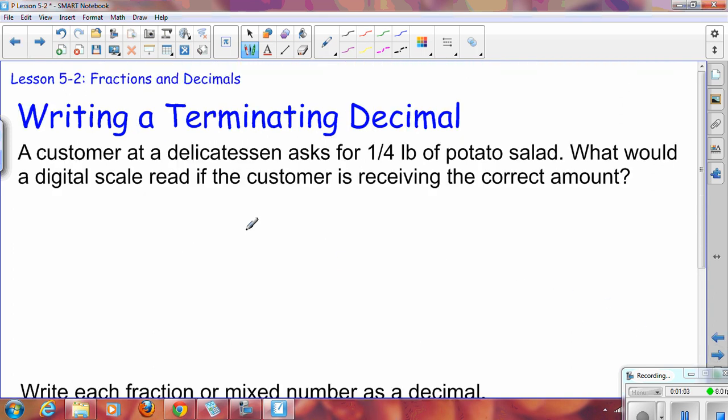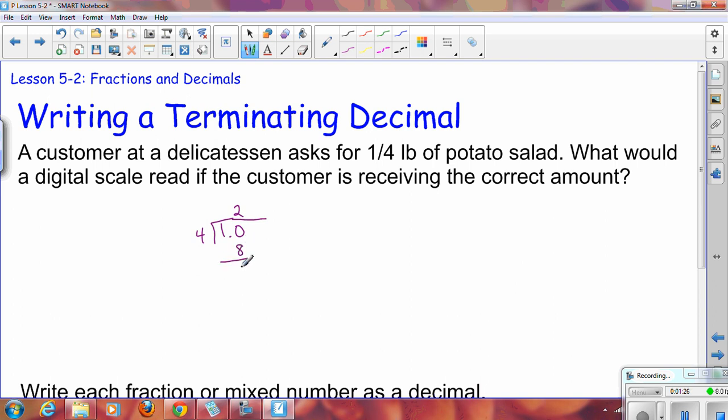To write a terminating decimal from a fraction, you do what we just illustrated, which is you divide the top number by the bottom number. Okay? Now 4 doesn't go into 1, so you have to add a decimal and a 0. Extend that a little bit. Okay? 4 goes into 10 2 times. 4 times 2 is 8.